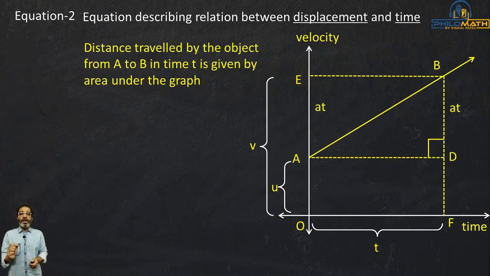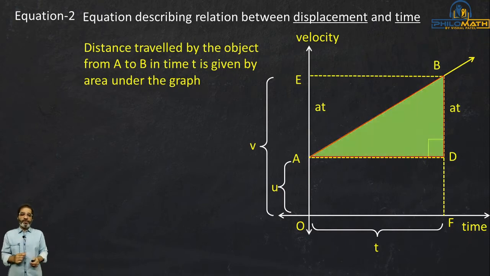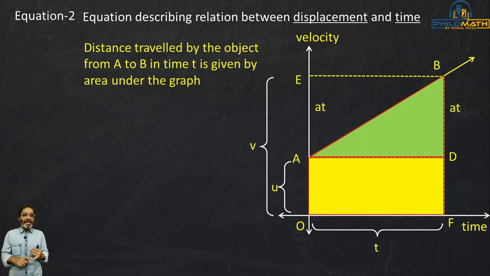Now what do we mean by area under the graph? Let's see. Have a look at the graph, students, very properly. I'm showing you two things. The green is a right angle triangle ADB, and yellow is a rectangle AOFD. So this is nothing but the area under the graph. From point A and point B, when you draw perpendiculars to the x-axis, the area you get will give you the distance covered, meaning displacement.